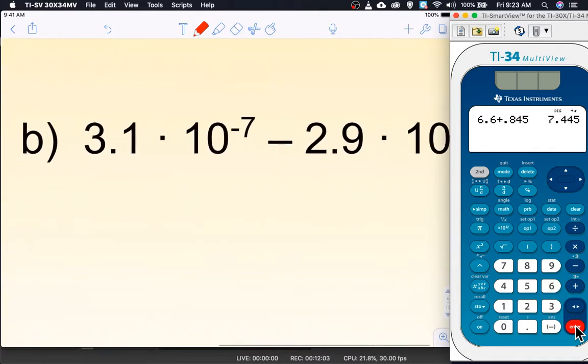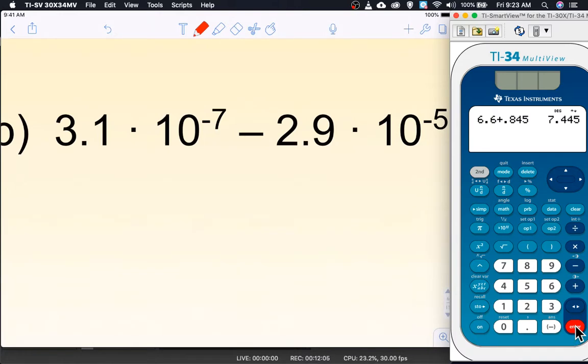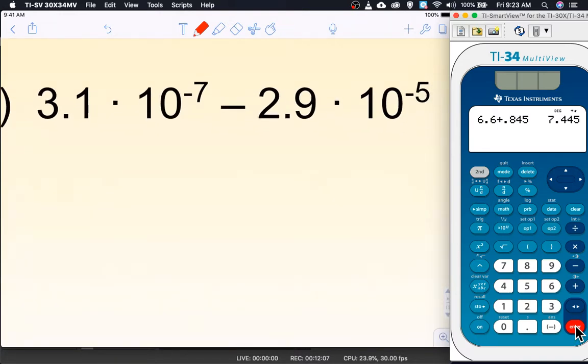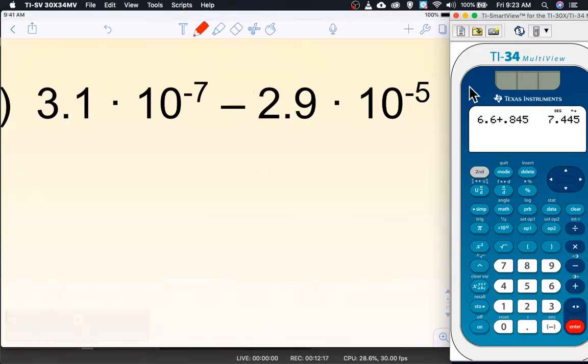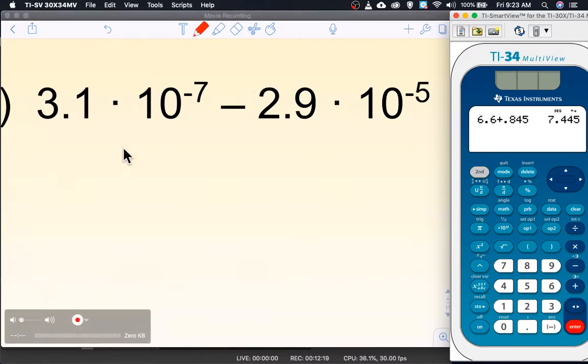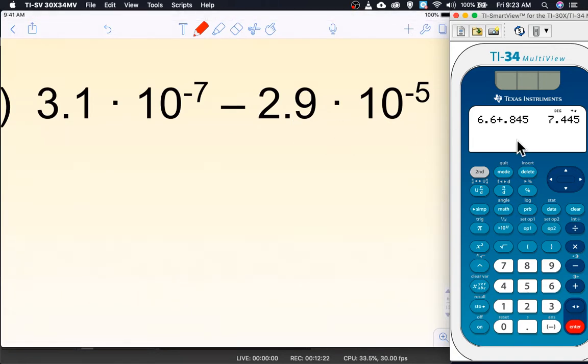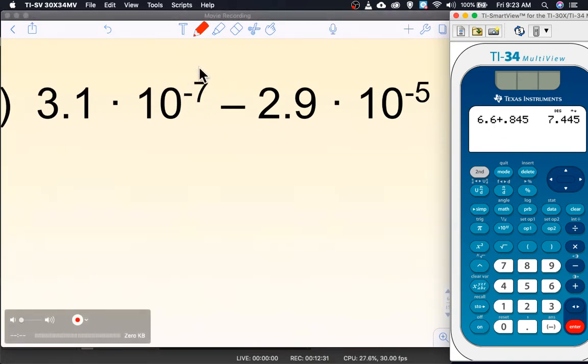Okay. In addition and subtraction, I had two numbers in scientific notation. I want to make them have the same power of 10. They need to have the same power of 10. I could not subtract them just like they are. I cannot take 3.1 minus 2.9. That will not work. So to make them have the same power of 10, I'm going to change the smaller one to match the bigger one. That's the method that typically gives you the least amount of work.